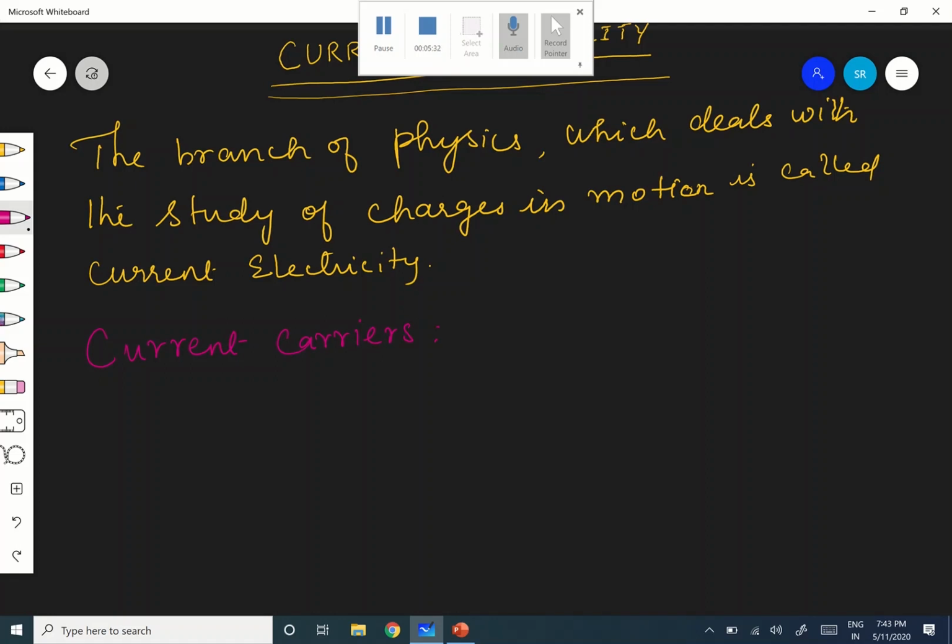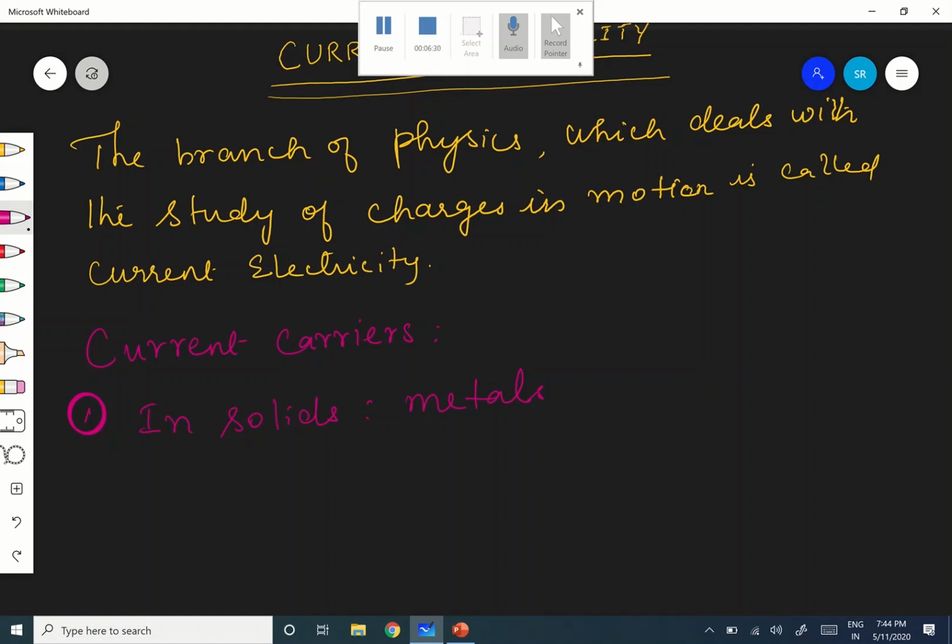Examples. Current carriers in solids. Number one is conductors, good conductors, which are solids. In the case of metals, the current carriers are the valence electrons. The valence electrons are not very much attached to an individual atom; they jump from one atom to another. Therefore, they are called free electrons. These valence electrons are completely free and can move throughout the volume of the conductor.